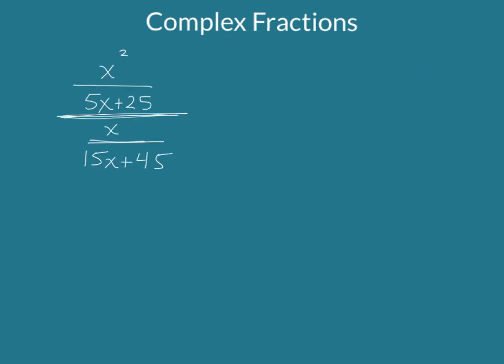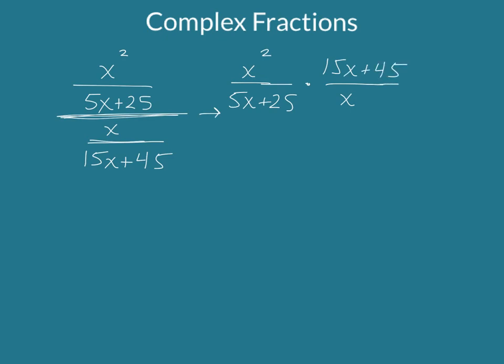This one looks a little crazier to start, but that's only because we do need to factor a little bit. But what I'm going to do first before factoring is just rewrite it. It's always a good first step. When something looks crazy, just rewrite it. So we can rewrite this as the first fraction multiplied by the reciprocal of the second. So the reciprocal of the bottom fraction would have x in the denominator and 15x plus 45 in the numerator.